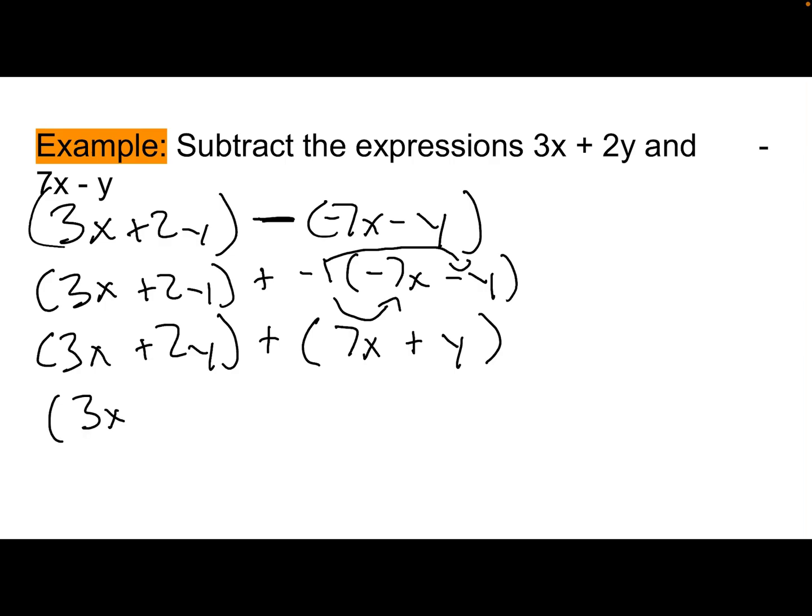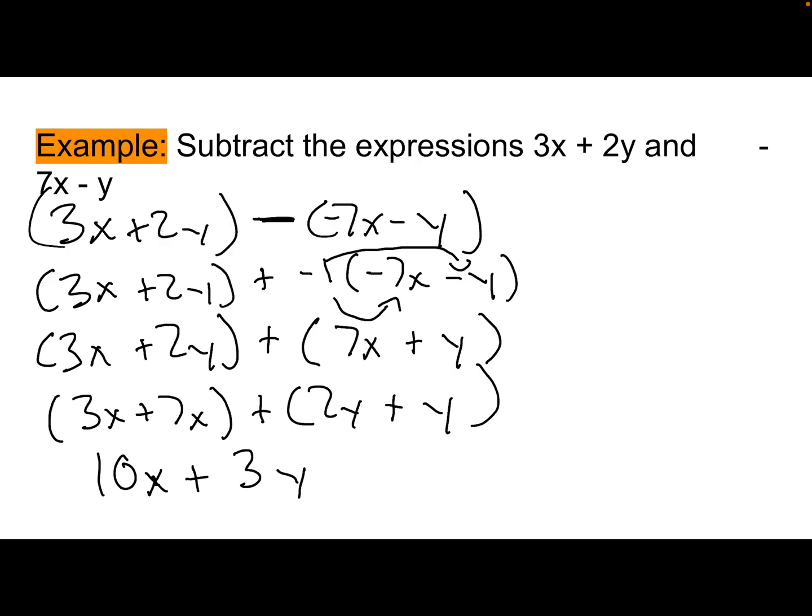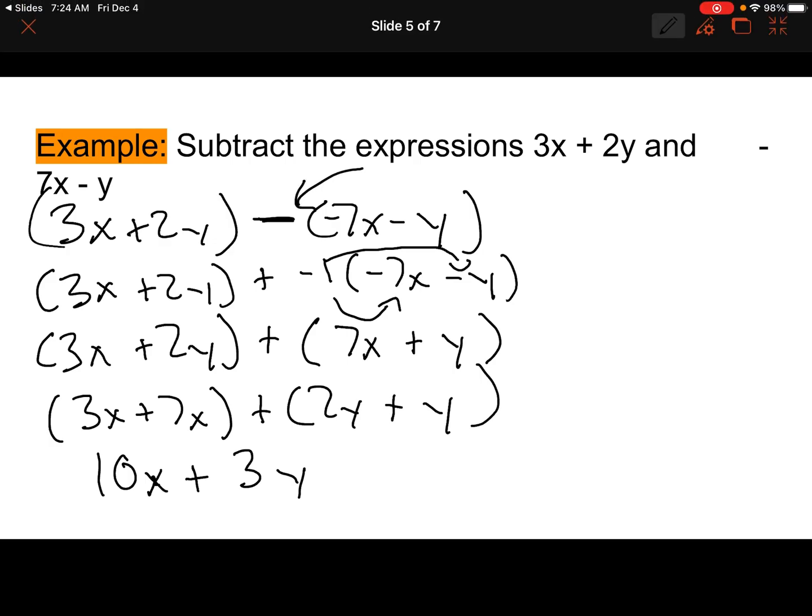Now we can add these expressions like we would on the previous example. So 3x plus 7x plus 2y plus y. Well, 3 plus 7 will give us 10, so 3x plus 7x gives us 10x. And 2y plus y will give us 3y, because 2 plus 1 is 3. So our new expression here is 10x plus 3y. Key points we noticed here: we started with a subtraction sign, so we know we're subtracting expressions. Then we changed that subtraction to an addition sign and multiplied by a negative 1, and then we were able to simply add our expressions together.